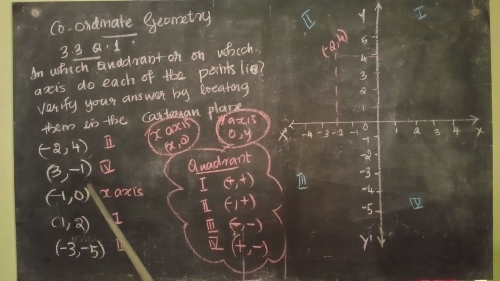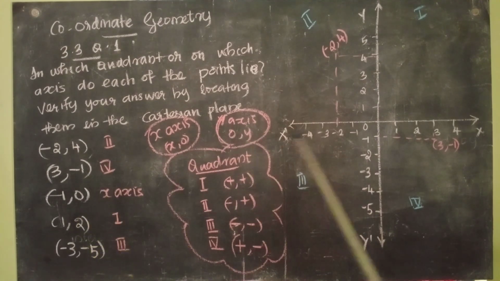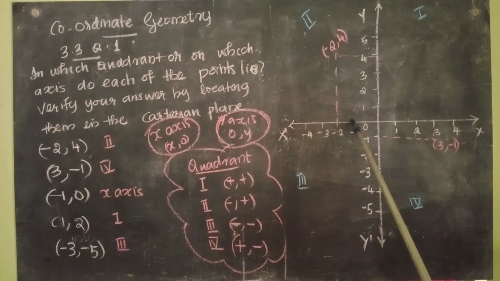Next, 3, minus 1. X coordinate 3, y coordinate minus 1. We can plot it. So I plotted 3, minus 1. You can see it is in the fourth quadrant. Our answer is right. Next one, minus 1, 0. X coordinate minus 1, y coordinate is 0. It is on the x-axis.